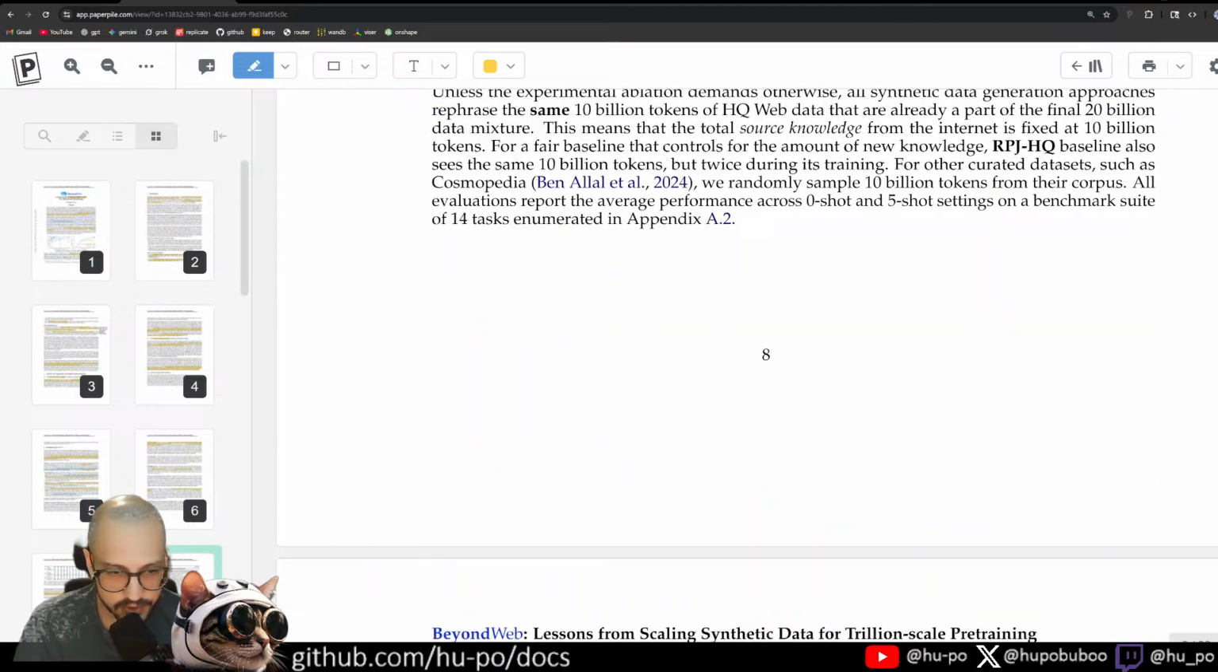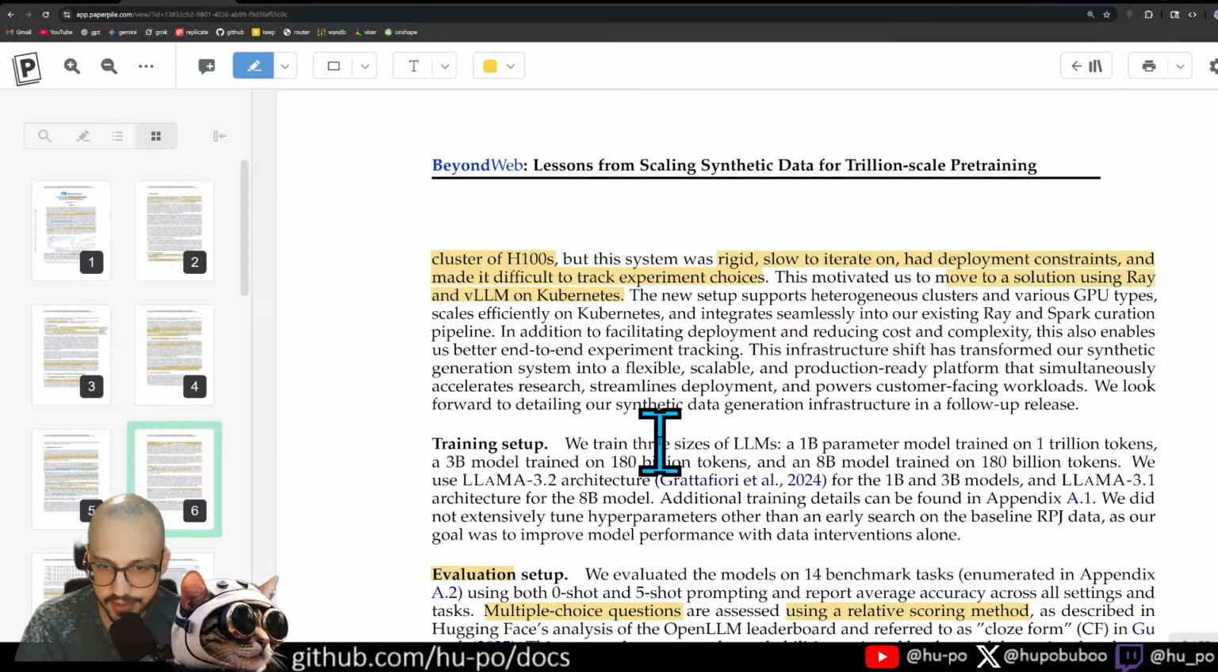I think they had a chart for that one, but I don't know why they don't put it there. All right, I think we'll get to the chart later then.